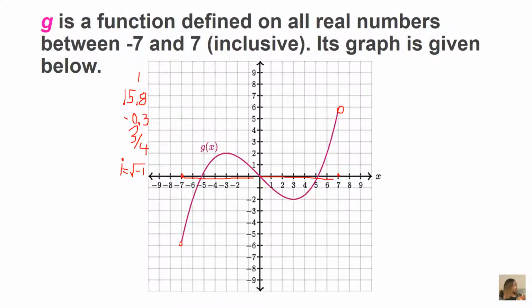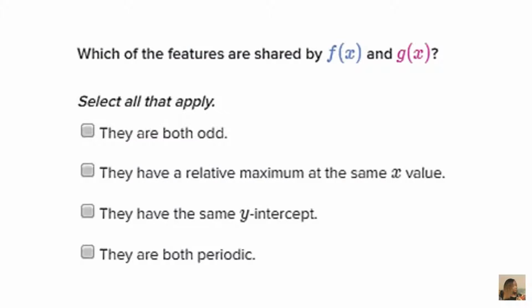So this is the graph given below for the function g. This is function g in terms of its x values. Now the question I would like to pose to you is: which features are shared by f of x and g of x?